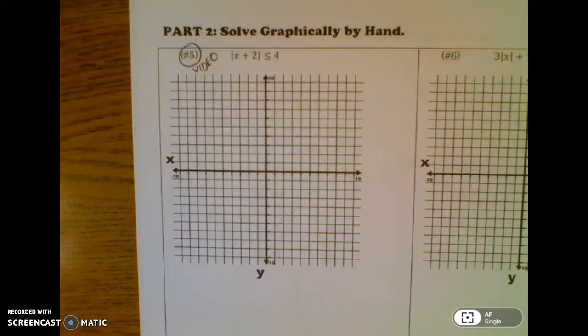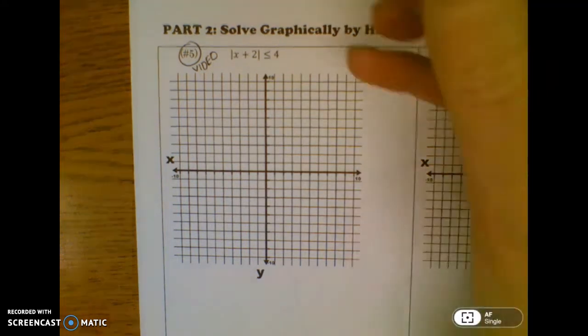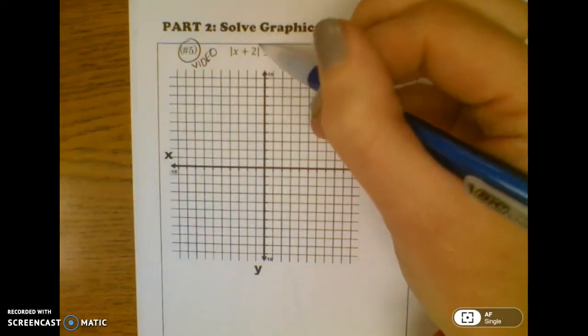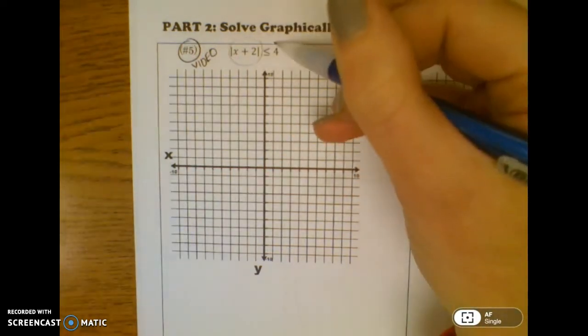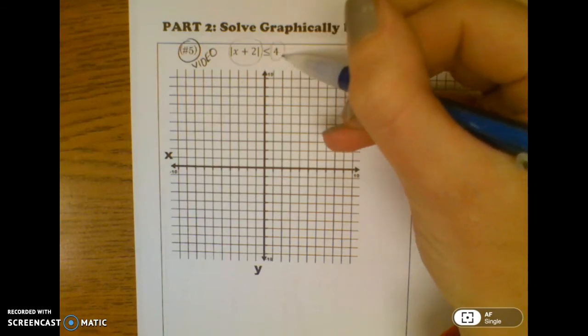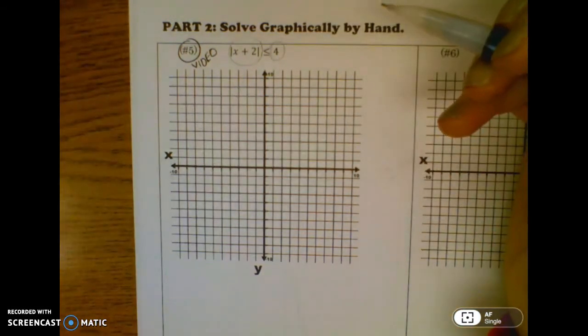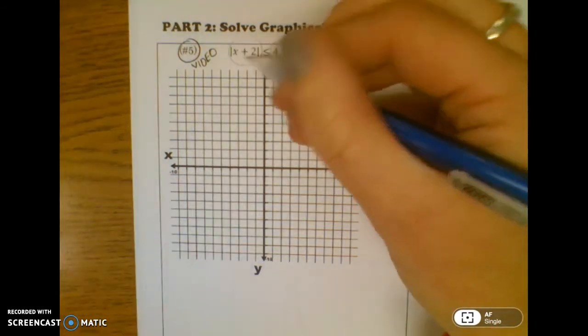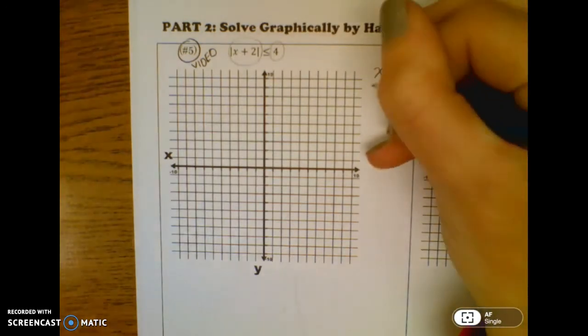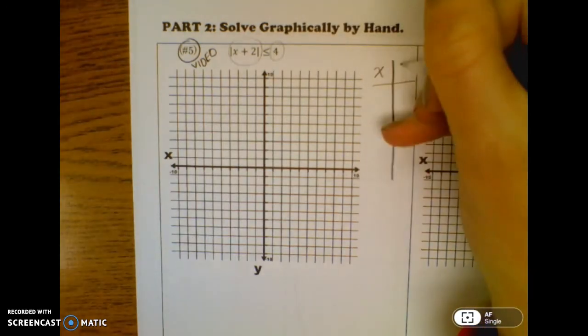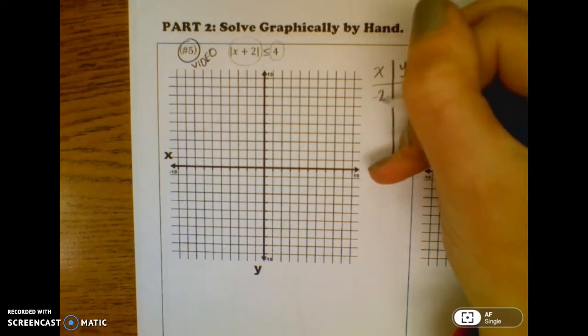Okay, here we go. Next video is on part 2 where we're going to solve absolute value inequalities by graphing by hand. So we are going to start with the absolute value graph, and then we'll graph a horizontal line at 4 and see where they intersect. So I'm going to first graph the absolute value by using the parent function.